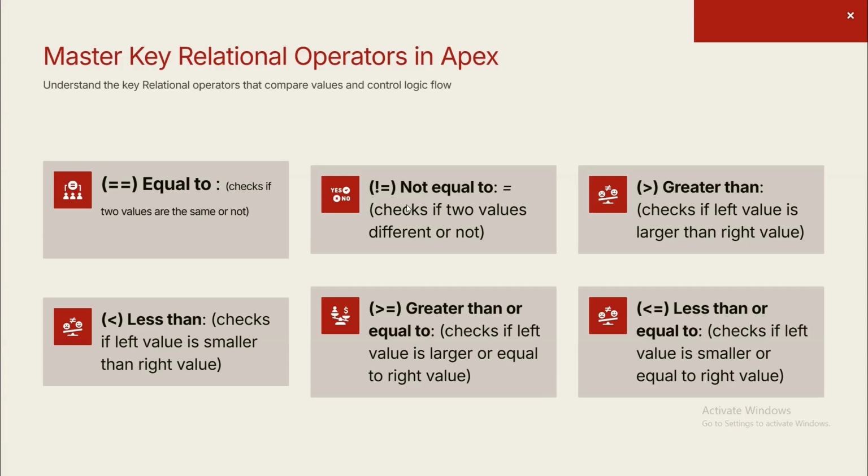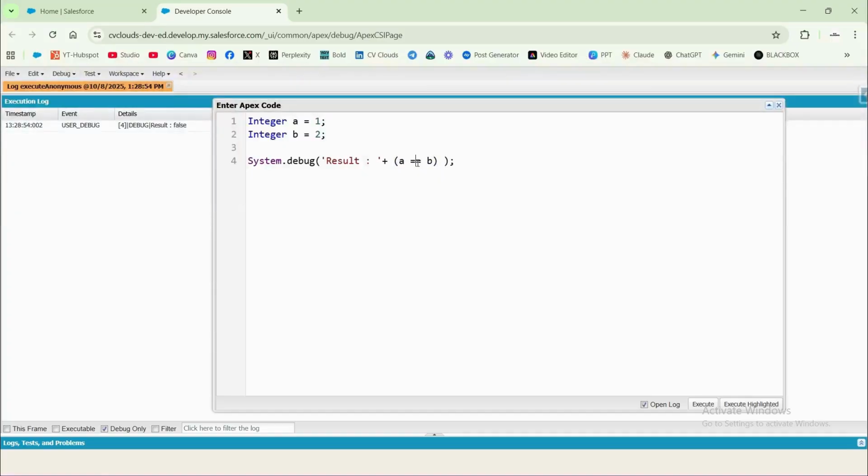so it is returning false. The second relational operator is not equals to, and it checks whether two values are different, that is, if the left side value is not equal to the right side value. The not equals to sign is an exclamation mark and an equals sign. It is checking a and b. If they are not equal then it returns true, and if they are equal then it returns false. As you can see here the result is true, which means a is not equal to b.